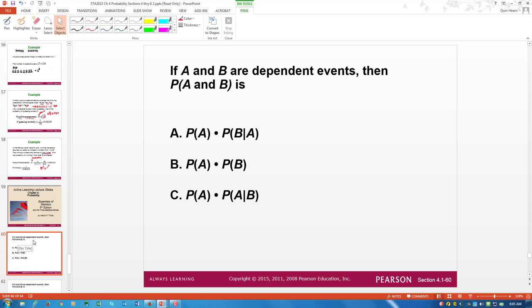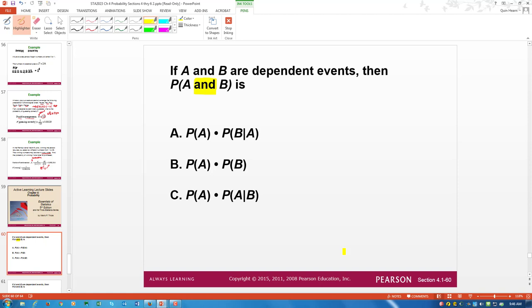All right, let's do a quick little review here. This is some questions from chapter 4. If A and B are dependent events, then how do we find the probability of A and B happening? Okay, so first, remember that this was from last class. Remember that I distinguished between situations with "and" and situations with "or," right? So "and" always involves some kind of what? Addition or multiplication? Multiplication. "Or" always involves some kind of addition.